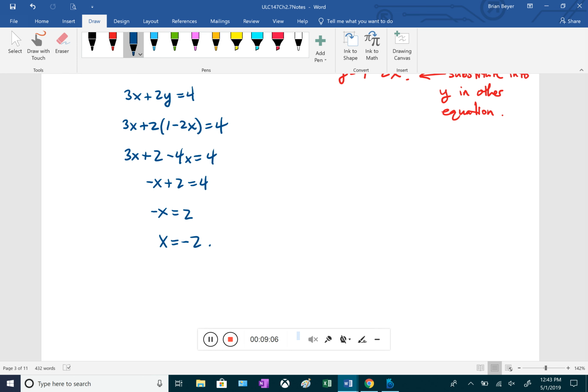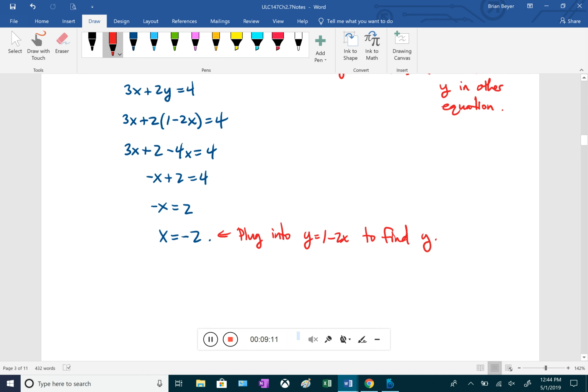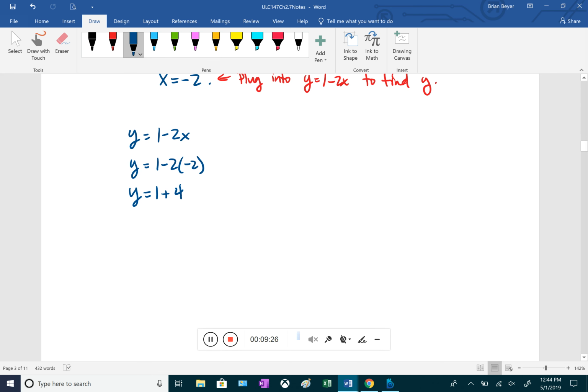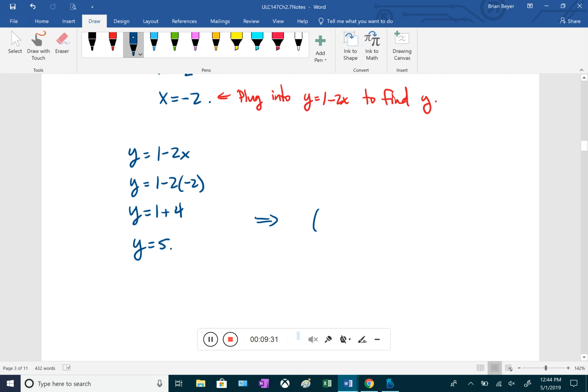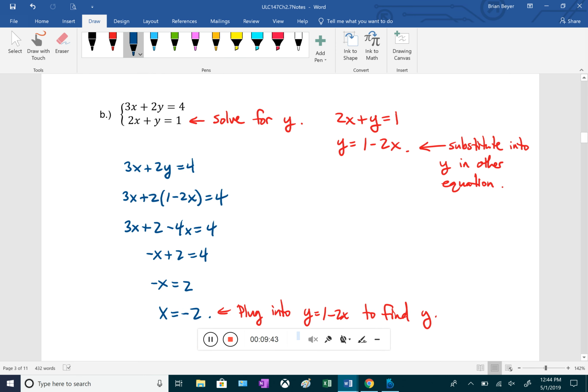So now we're going to have to solve for y by plugging back into right here. So plugging that in, we're going to do y equals 1 minus 2x. So y equals 1 minus 2 times negative 2, which is 1 plus 4. So we get y equals 5. So once again, as an xy coordinate, we could write this as (negative 2, 5). And you could always check your answers if you want. You could plug them back in the original ones. Plug negative 2 for x back in, and plug 5 in for y, and make sure it works for both of them.